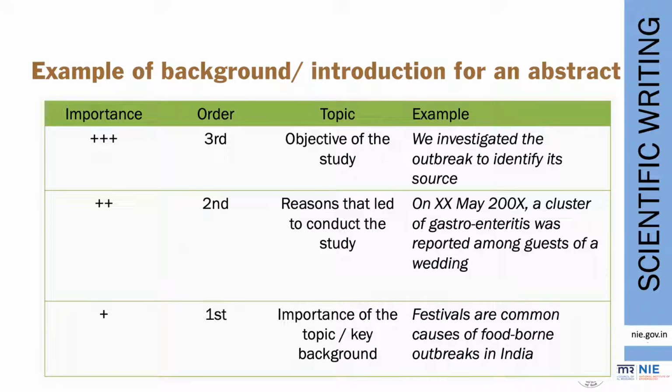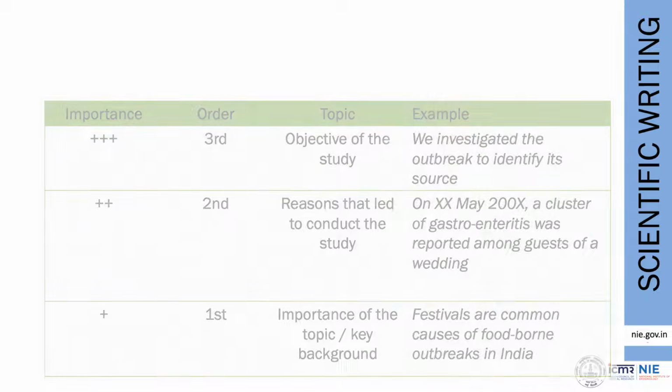Suppose the word limit permits you to elaborate, then you can go on to say what is the importance, that is, festivals are common causes of foodborne outbreaks in India, and then you can go on to say what are the reasons for which the study was conducted. That is, they had observed a cluster of gastroenteritis cases among the guests who attended a wedding. I hope that that is clear.